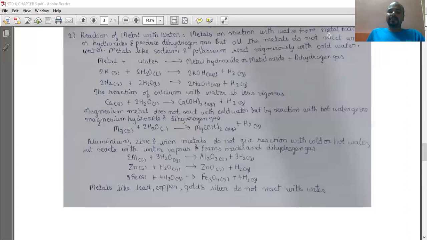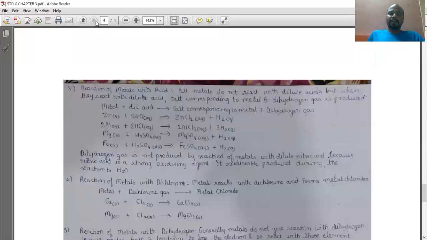Zinc when reacts with water gives you zinc oxide plus hydrogen gas. Iron when reacts with water gives you ferrous oxide plus hydrogen gas. Metals like lead, copper, gold, silver do not react with water. Now moving on further, reaction of metal with acids.